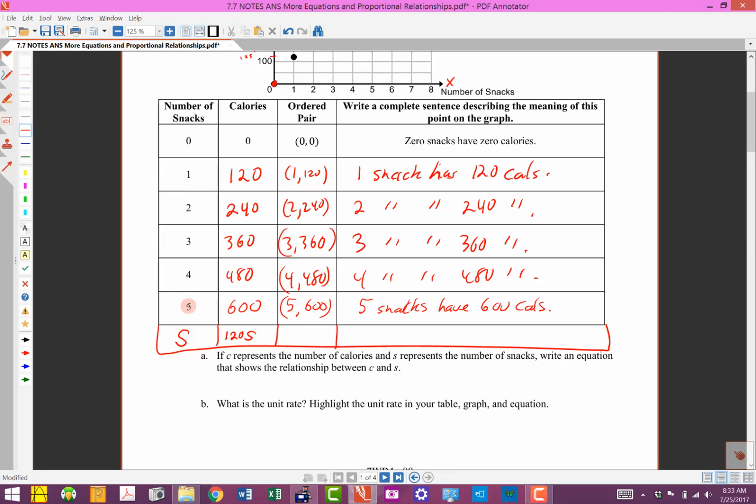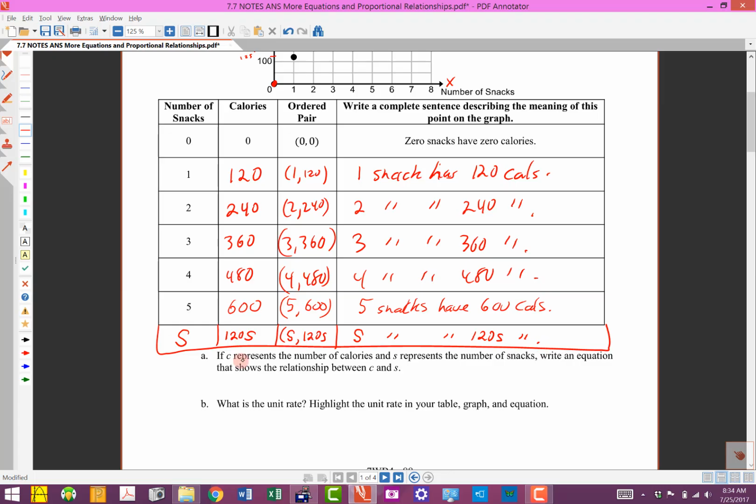So if this happened to be a variable, if they happen to say, well, okay, you can do it with numbers, but what if it's a variable? What if we don't tell you how many snacks there are? Can you give me a rule that would tell us how to figure out how many calories there are? So what this says is, if there are S snacks, there are 120 times S calories. So you take the number of snacks you have, multiply it by 120, and that will tell you how many calories there are. So the coordinates of that point would be S, comma, 120S. So that means that S snacks have 120S calories.